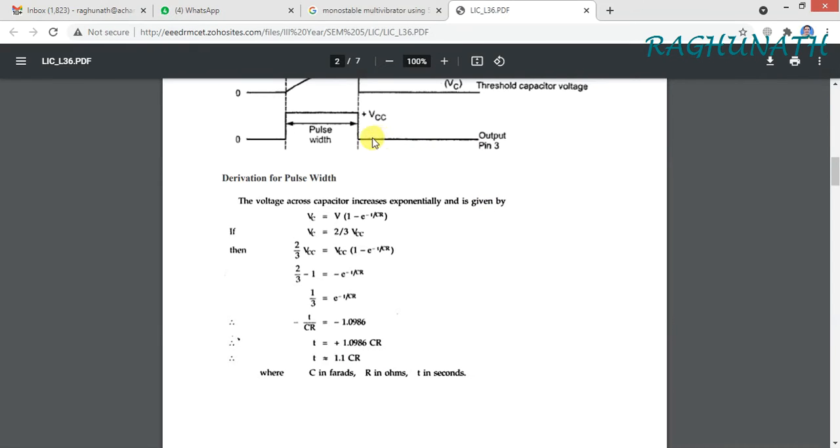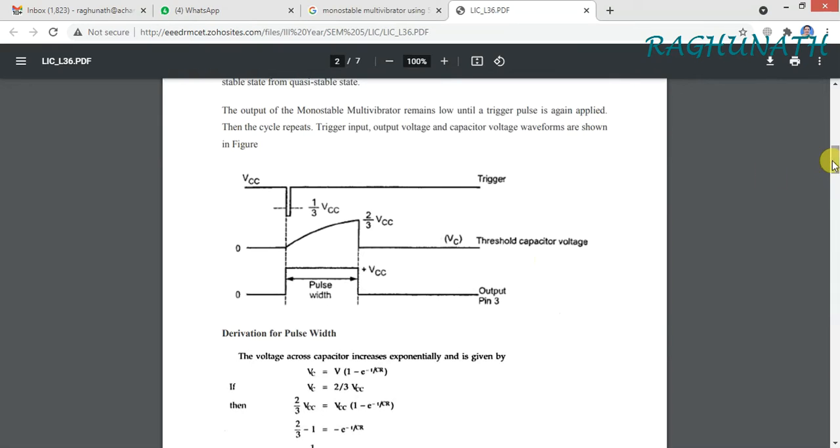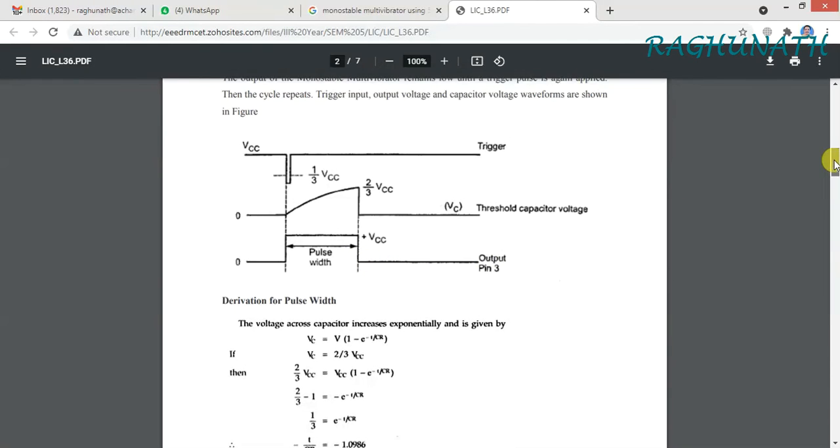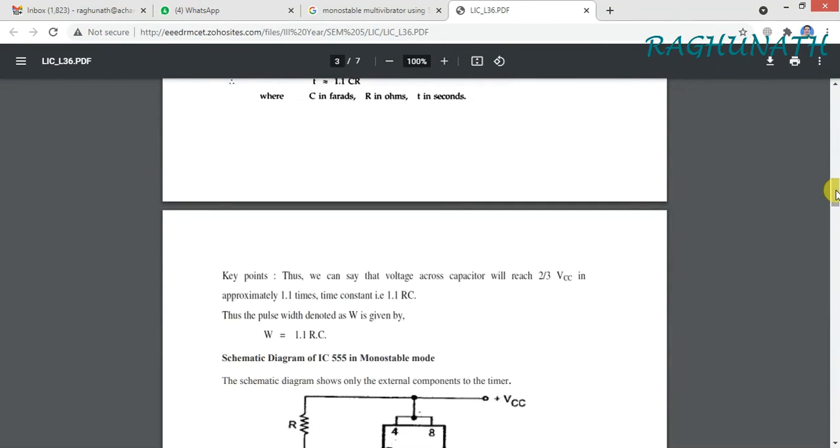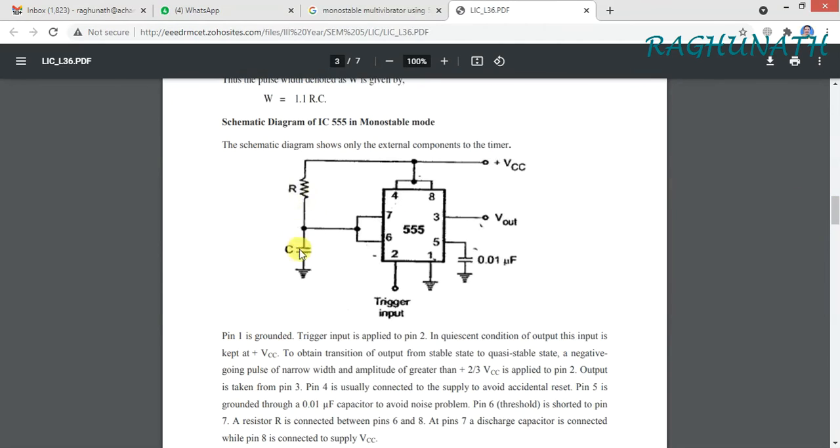So it will be there until you apply one more negative pulse. So 0 is the stable state. If you apply one more pulse here, again it will go to quasi stable, and it will remain there for 1.1 RC. After that, again it will come back to the stable state. So it has only one stable state, that is 0. That is what is called a monostable. And the width of the pulse in the quasi stable state is 1.1 times RC. So this RC will decide that.